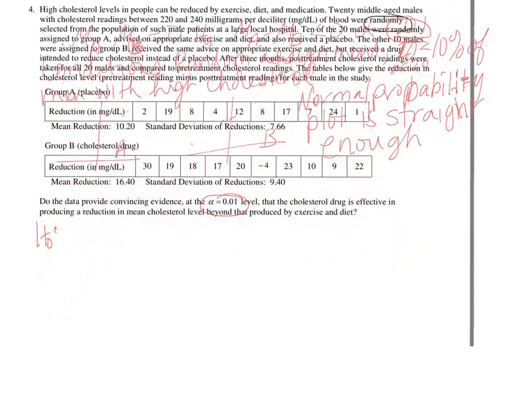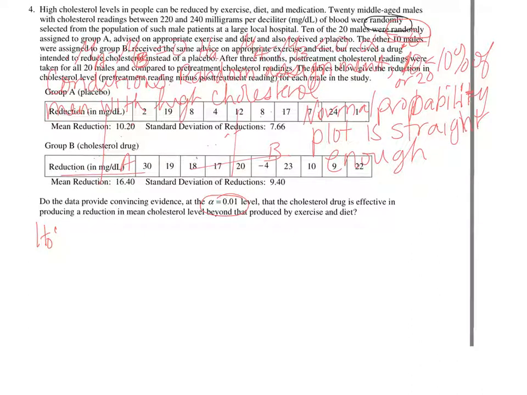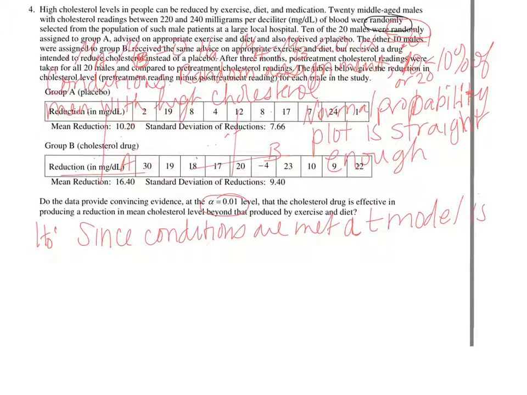I'll move this up just a little bit for now. So since conditions are met, and how did I know I was using a T model? Well, because I'm looking at means, and they're independent groups. It's not the same person. They're comparing the placebo group to a different group. So now we're looking at a 2-sample t-test. A T model is appropriate.